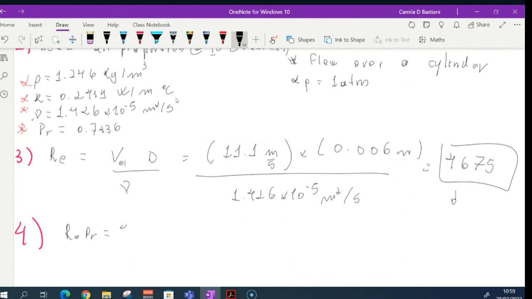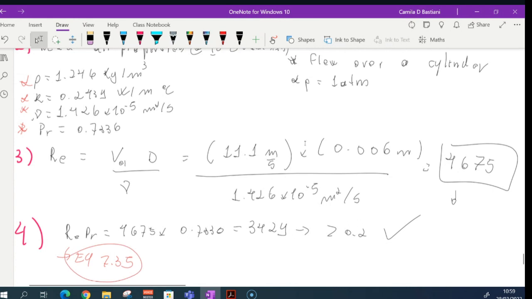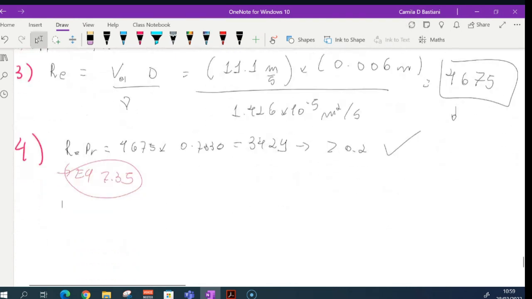That would be 4,675 multiplied by 0.7336, and that would be 3,429, and this number is higher than 0.2. Therefore, we can use the relationship, equation 7.35. It's a very comprehensive relationship in this case.